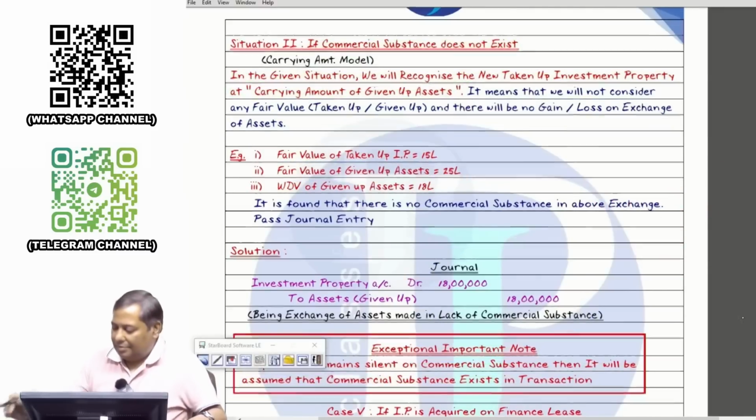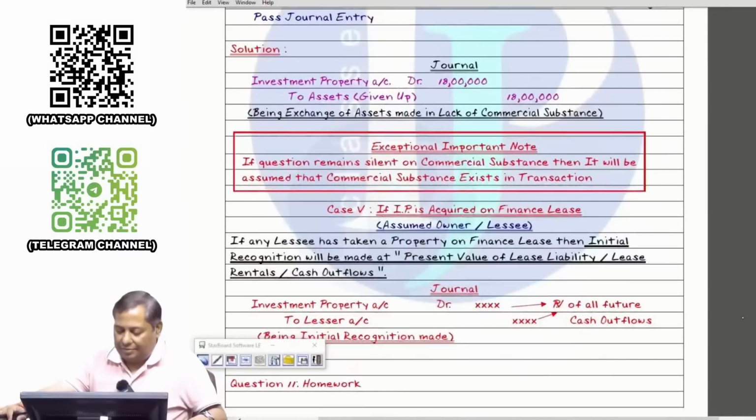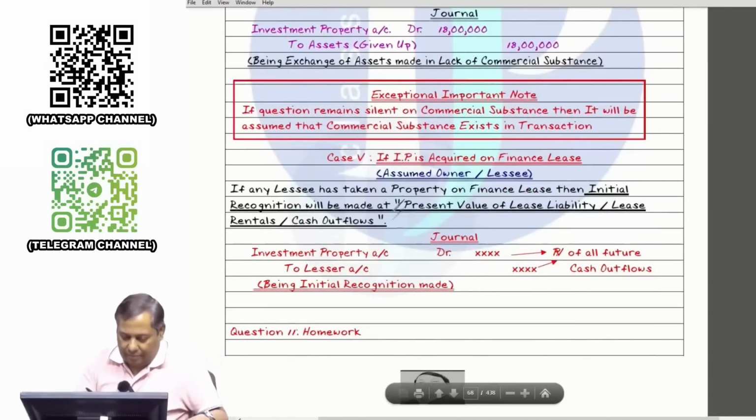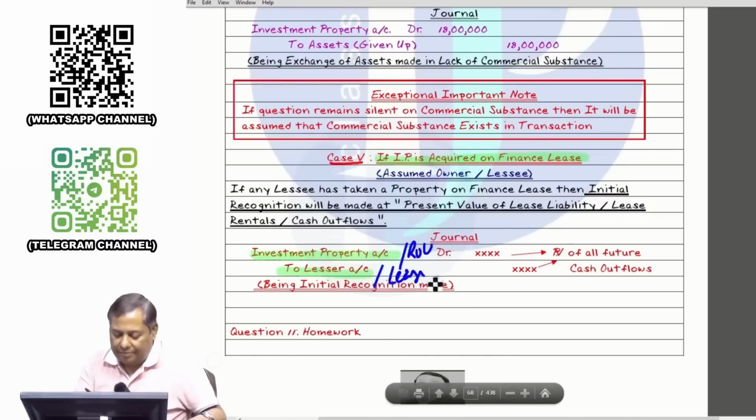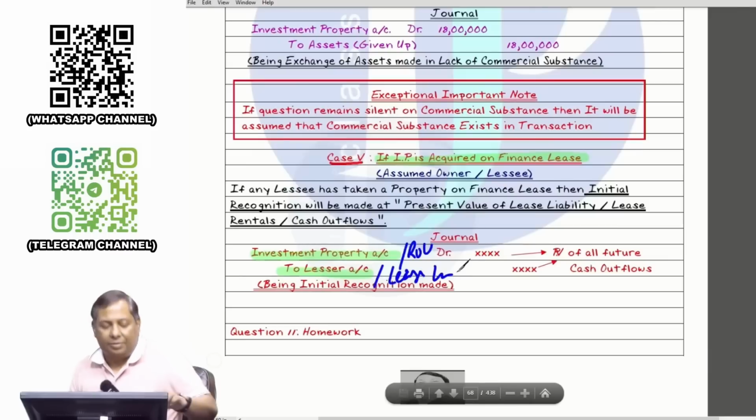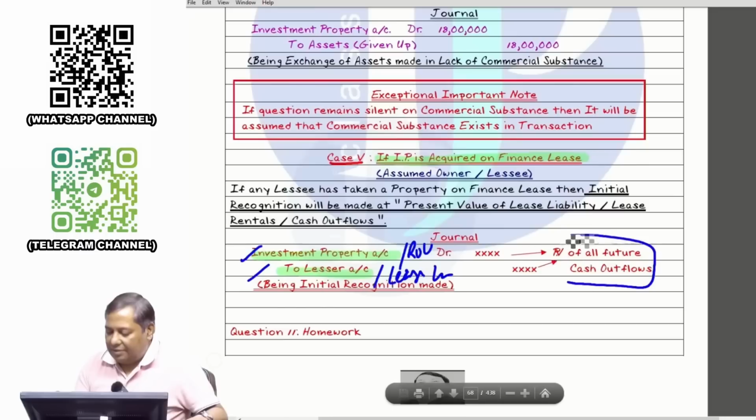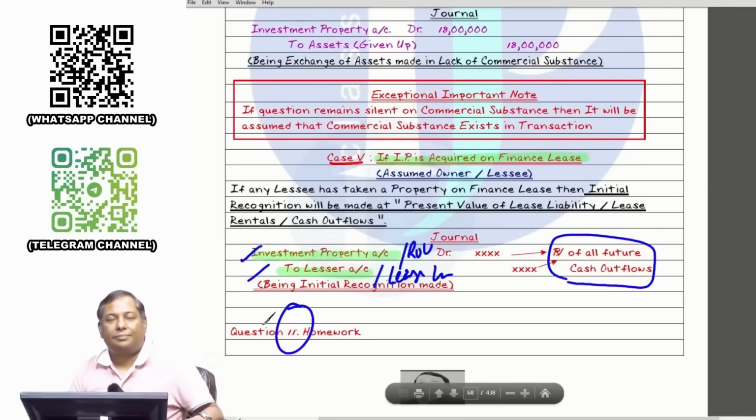See here, this is the fifth way to purchase. Fifth case: if IP is acquired on a finance lease, we'll pass the entry. In the lease we call this ROU and this is called lease liability. Here names are written to make you understand. It's an investment property and the lessor will be the creditor. Cash outflows at present value. We even did the 11th question.